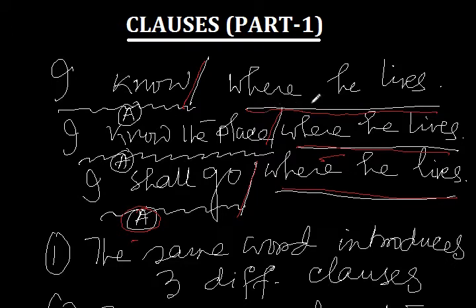Now you see where he lives, where he lives, where he lives. You see that the same word introduces three different clauses. What a clause is, we are coming to gradually. Now you see where. All these sentences begin with where. The same word introduces three clauses.